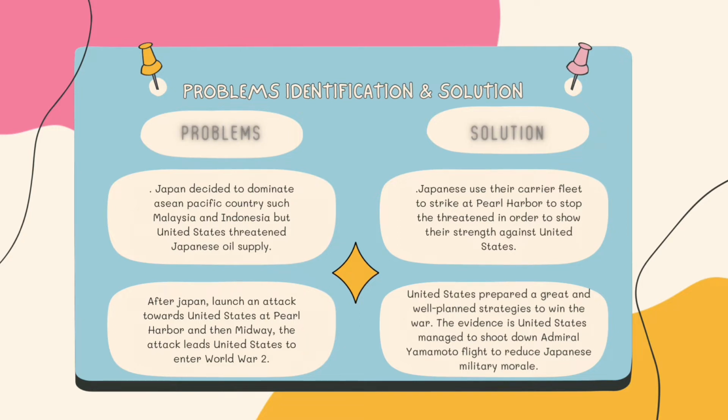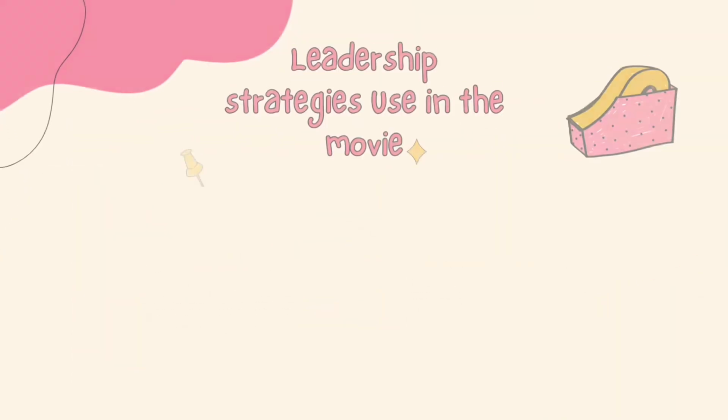Second problem is that after Japan launched an attack towards the United States at Pearl Harbor and then Midway, the attack led the United States to enter World War II. The solution for this problem is that the United States prepared a great and well-planned strategy to win the war. The evidence is the United States managed to shoot down Admiral Yamamoto's flight to reduce Japanese military morale.